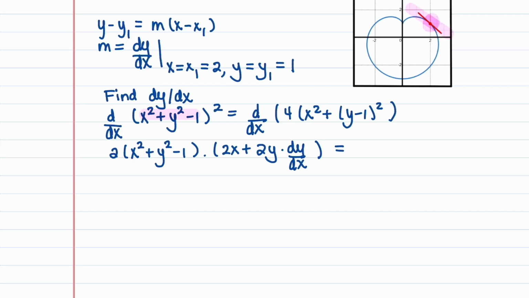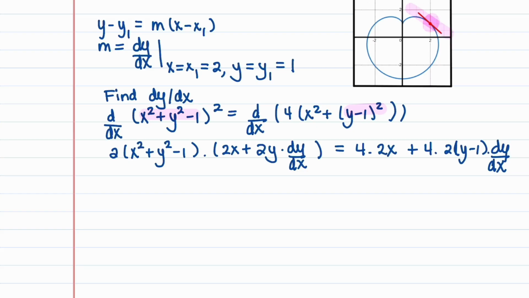And then on our right-hand side, our first derivative is 4 times the derivative of x squared, which is 2x. So we have a 4 times 2x. And then don't forget that that 4 multiplies through both terms. And I just realized that I need an extra parenthesis there. So we have a 4 times the derivative of this term, which is 2 times y minus 1 times dy dx.